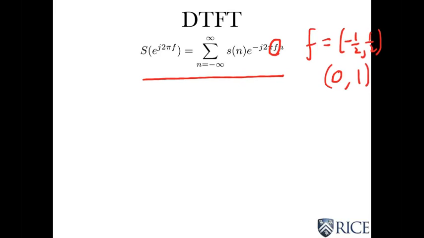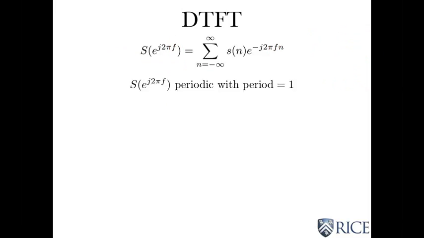I do want to point out the notational change. The DTFT is written as S of e to the j2 pi f. The variable is f, but this helps us distinguish it from the Fourier transform of an analog signal. So this is the notation we're going to use for the DTFT, and when you see an S of f, you'll know that means an analog Fourier transform. And f in that case has units of hertz.